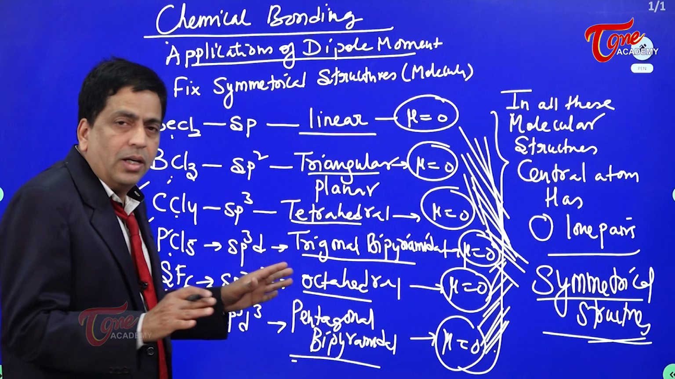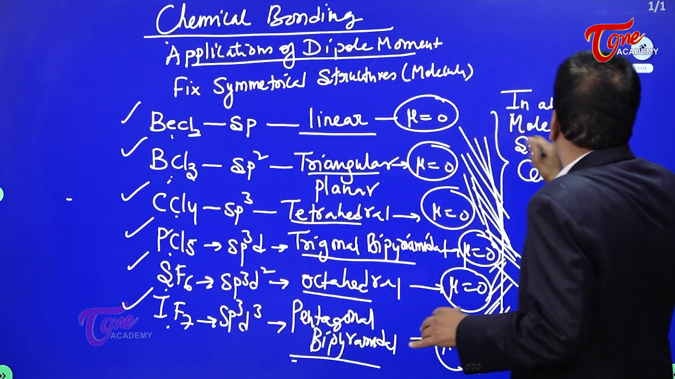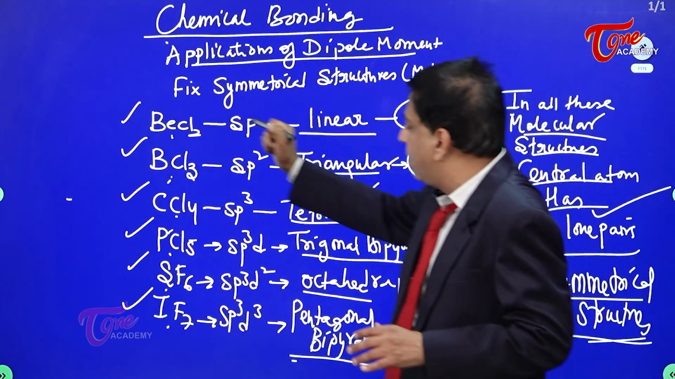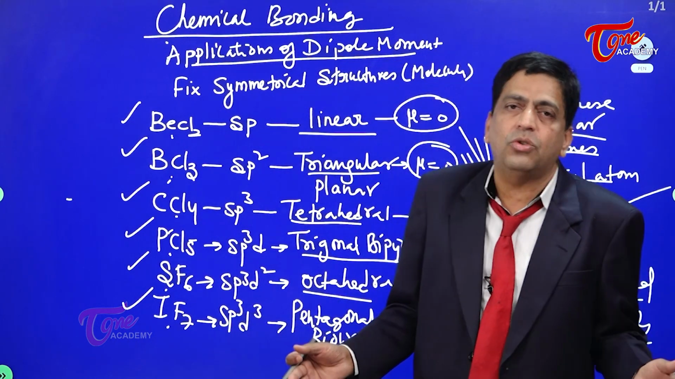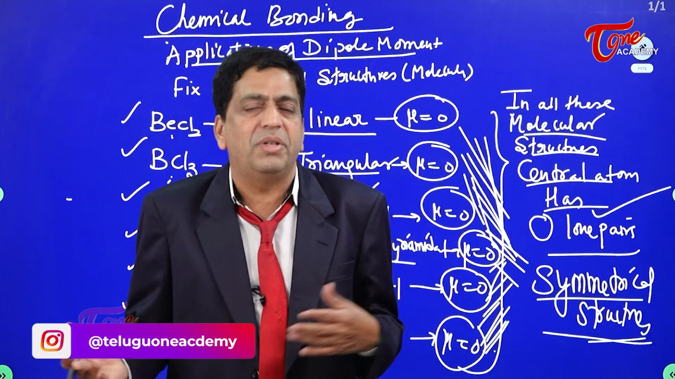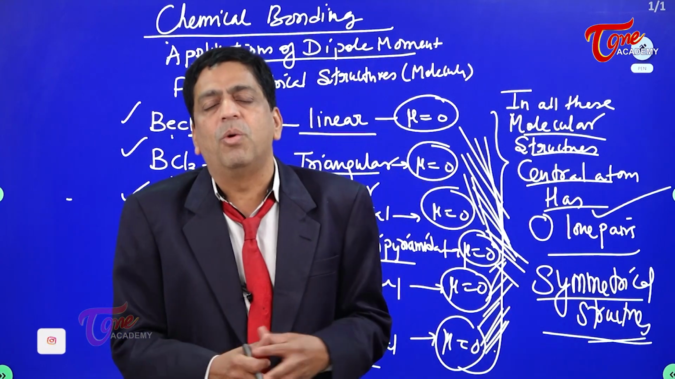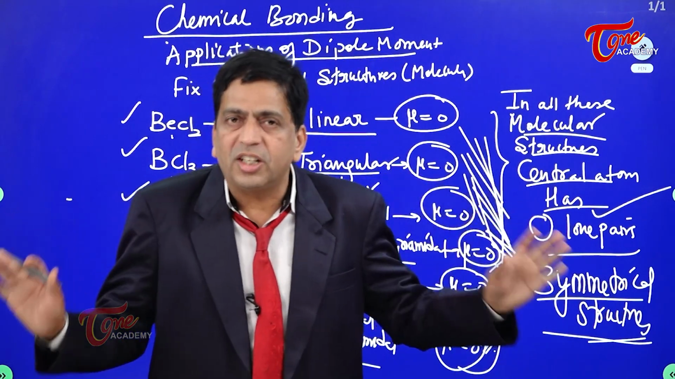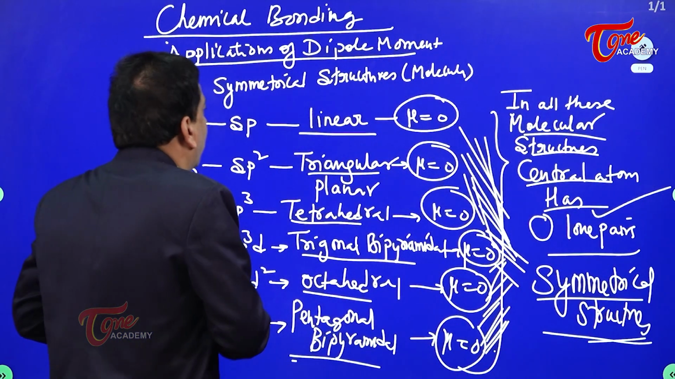I would like to underline, before I get into the other thing, that in all these molecular structures, the central atom has zero lone pairs. No one will be having a lone pair at all. So such structures are exactly predicted by the hybridization. The observed and real structures will be the same, and the bond angles are also the same. Such structures will have net dipole moment equal to 0, and thereby we call these structures absolutely symmetrical.